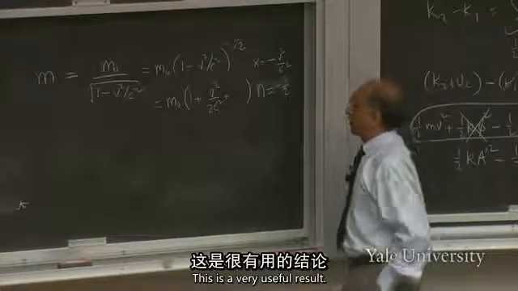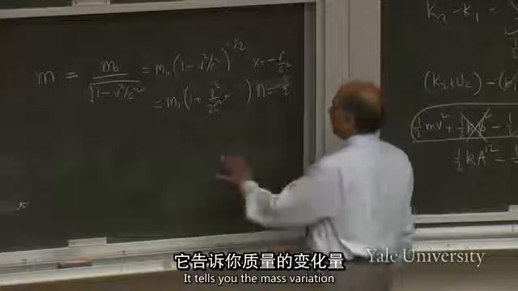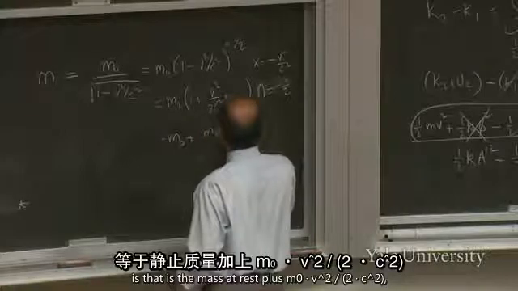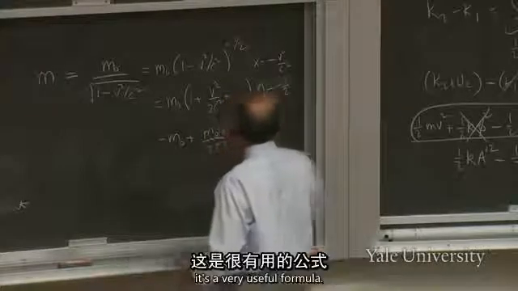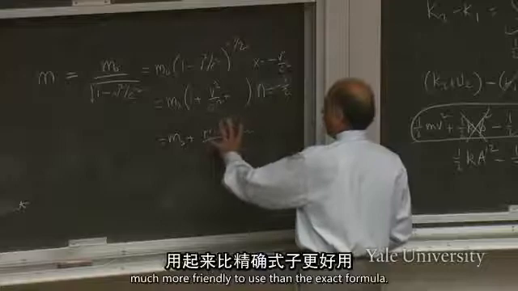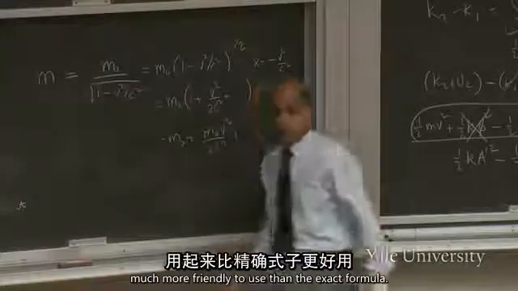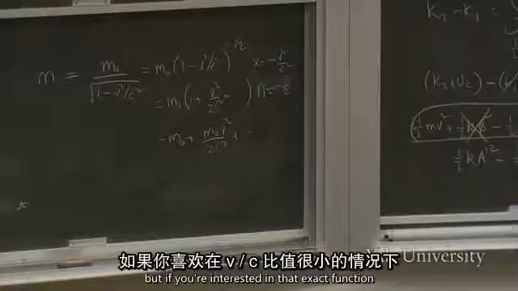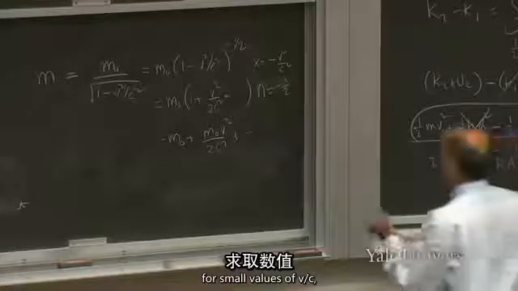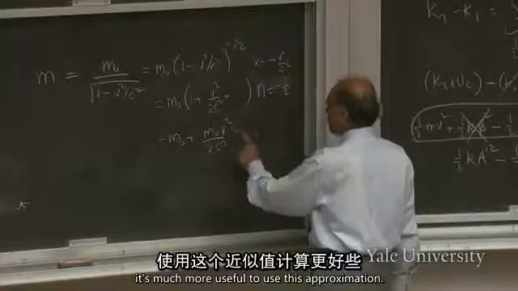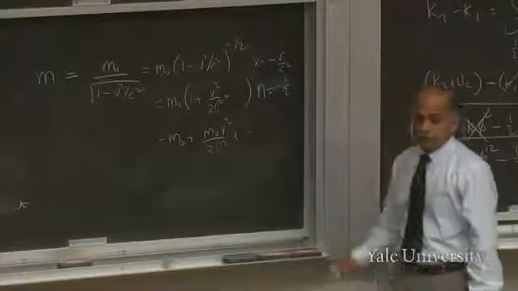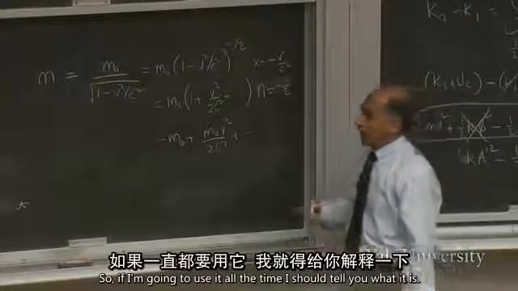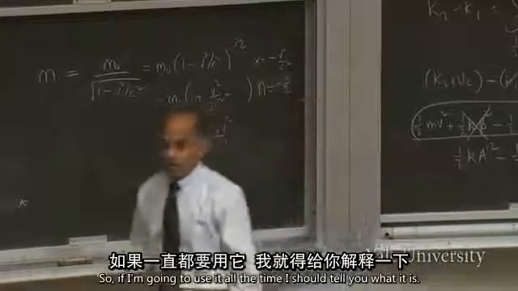This is a very useful result. It tells you the mass variation: it's the mass at rest plus m0 v squared over 2c squared. It's a very useful formula. Sometimes this formula is much more friendly to use than the exact formula. You cannot beat the exact formula. It's the exact truth. But if you're interested in that exact function for small values of v over c, it's much more useful to use this approximation. And you will have a lot of problems like this in your homework, now, later, everywhere else. So if I'm going to use it all the time, I should tell you what it is.